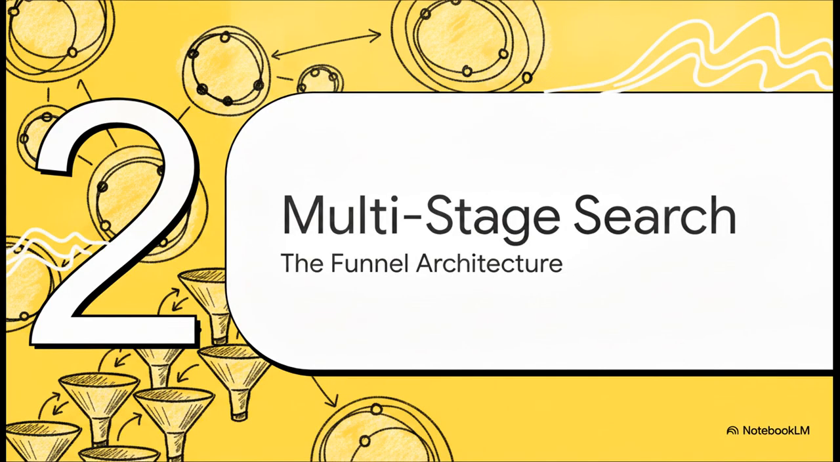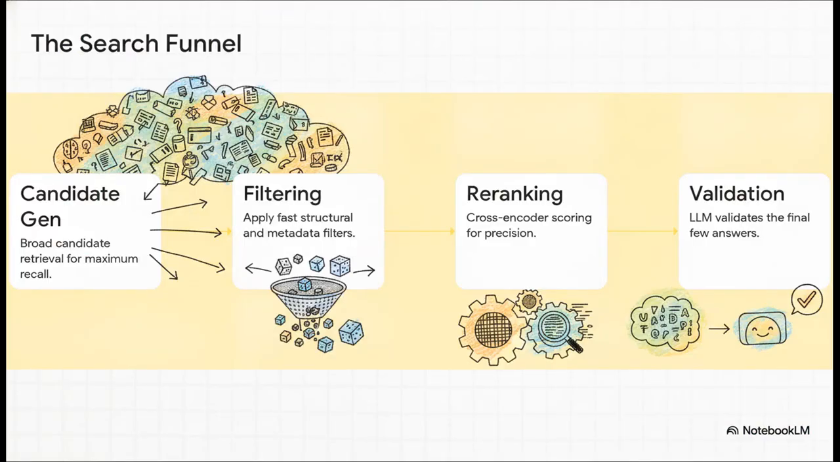Section 2. The multi-stage search funnel. To actually fix these silent degradations, we have to completely move away from single-stage search. Think of it like a funnel. When you're searching massive unstructured datasets, you're always balancing computational cost against ranking precision. You literally cannot run a highly expressive, token-level model over millions of documents at inference time. It's computationally intractable. So we use this multi-stage approach.